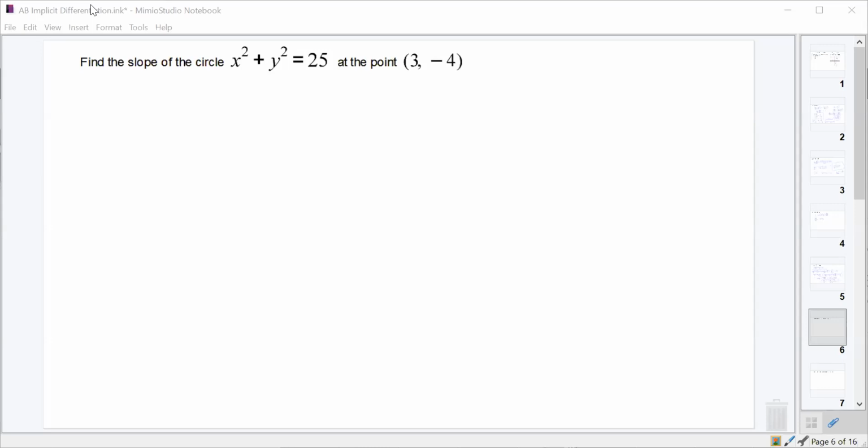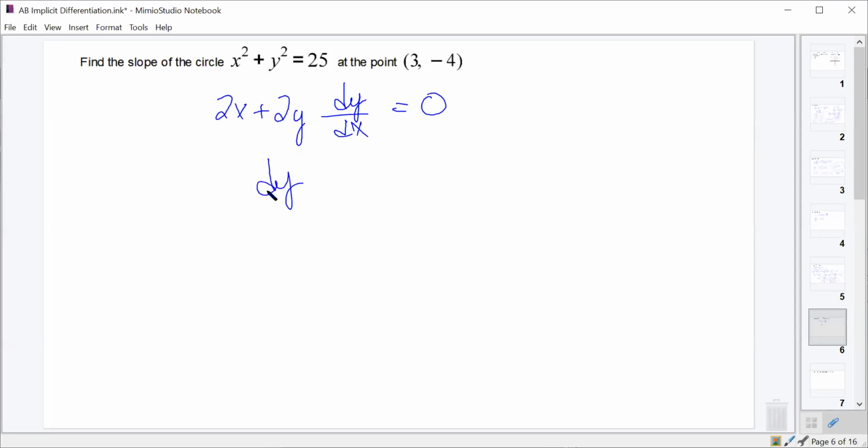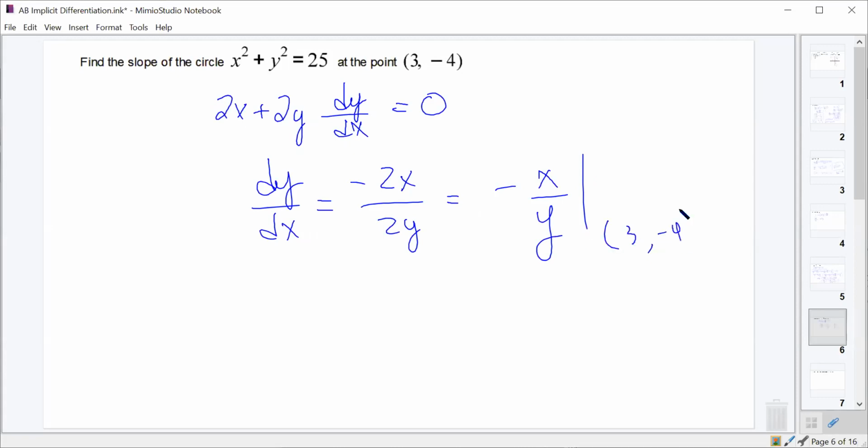Pretty straightforward. Any issues with that? Are you guys finished? All right, so you got 2x plus 2y dy dx, hopefully, equals 0. And simplify that down to dy dx equals negative 2x over 2y, or just negative x over y. And evaluated at the point 3, negative 4 to get, what, 3/4?